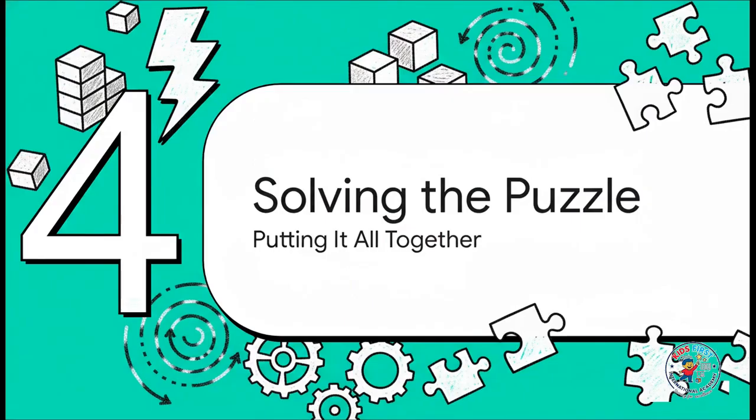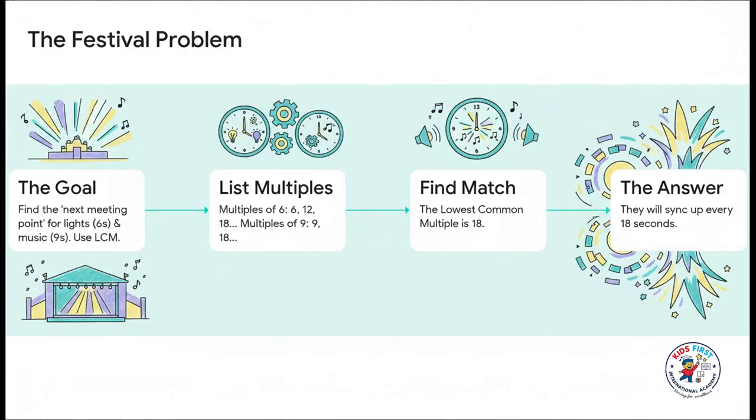All right, we have our tools, we've got powers for handling growth, and we've got LCM and GCF for timing and sharing. So, I think it's time to actually solve those puzzles we started with. First up, the festival. The lights are on a 6-second cycle, the music is on a 9-second cycle. We're looking for their next meeting point, so this is definitely an LCM problem.